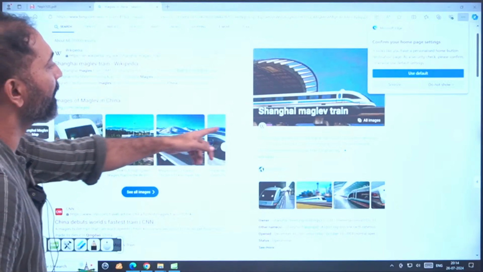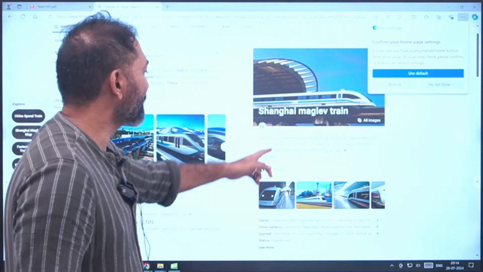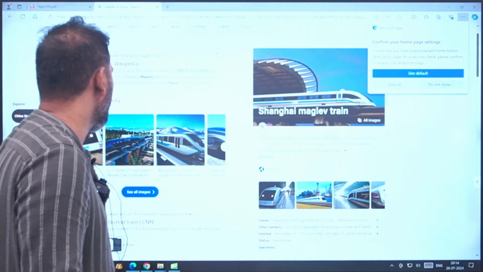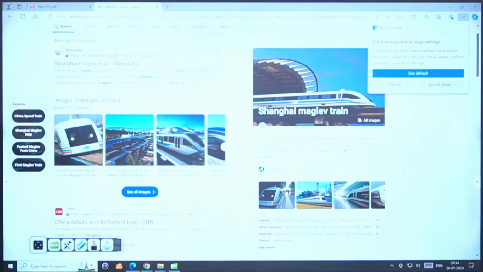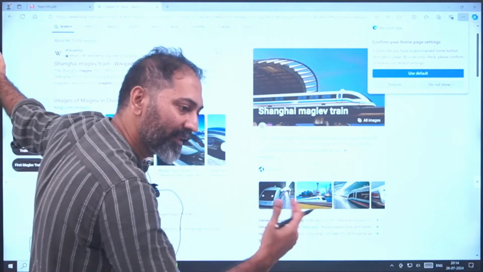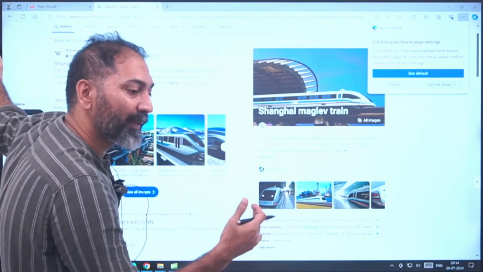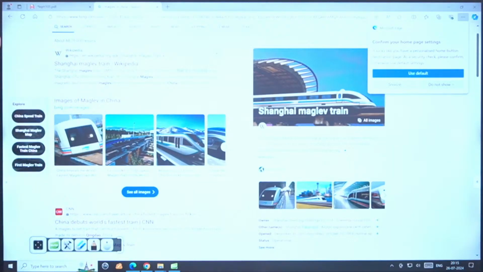The Shanghai Maglev train moves at a speed of 600 kilometers per hour. The first 600 kilometer per hour high speed train is the Maglev. What is Maglev? Maglev is a short form for magnetically levitated. Its bullet train is different. This has a speed more than that of the bullet train. It uses the concepts of diamagnetism and also superconductors.